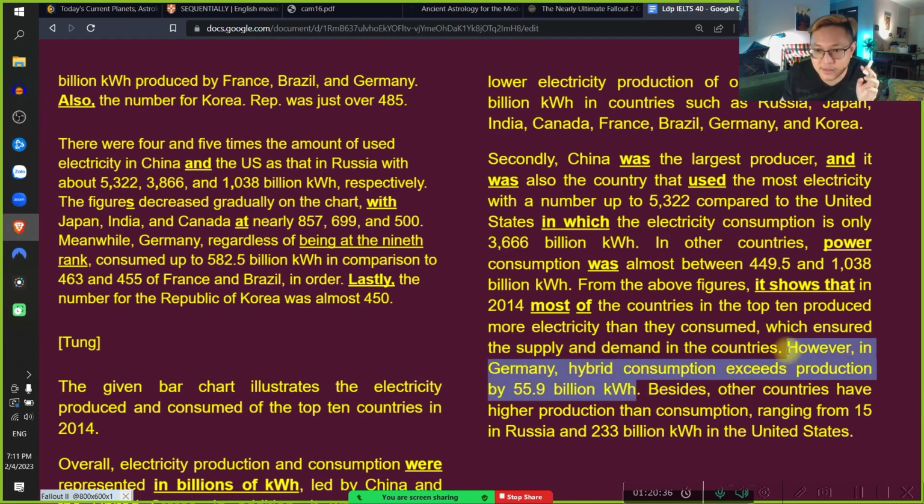Cái này một sự so sánh tốt nè. This is a good comparison. So sánh giữa hai cái đó. Good comparison between the two things.